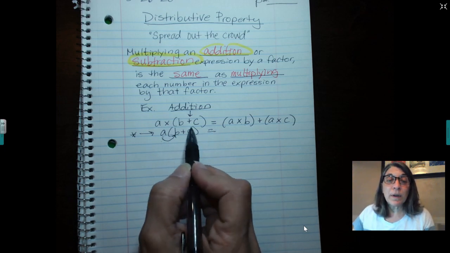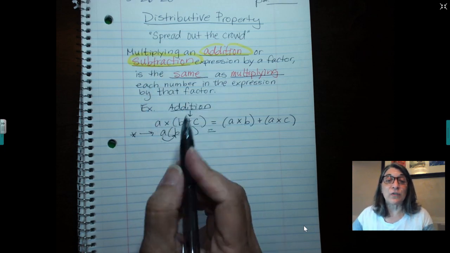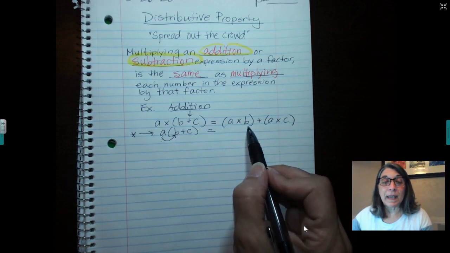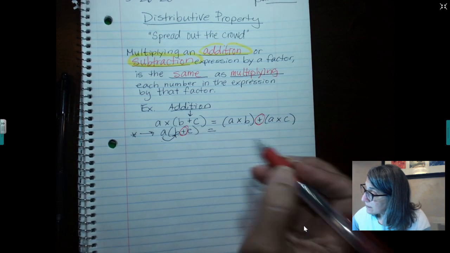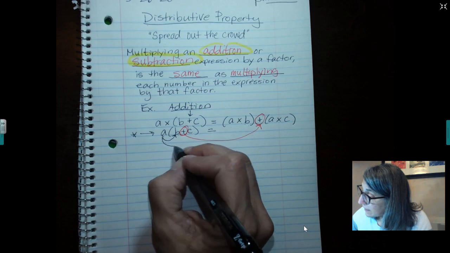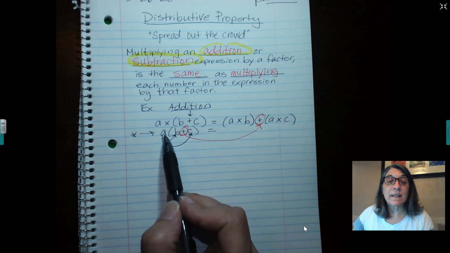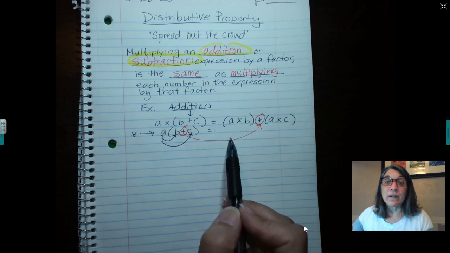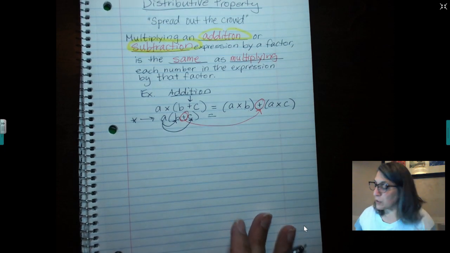Because this is in parentheses, this is multiplication. Remember, it's multiplying an addition or subtraction expression by a factor, and the factor is usually outside the expression. So we wrote it as A times B, plus, and this is super important, you keep that plus sign, A times C. Because A is being multiplied by the things inside the parentheses. This is a multiplication relationship, A on the outside, but the things in the parentheses are being added together. So let me use some numbers and show you how to do it with numbers.